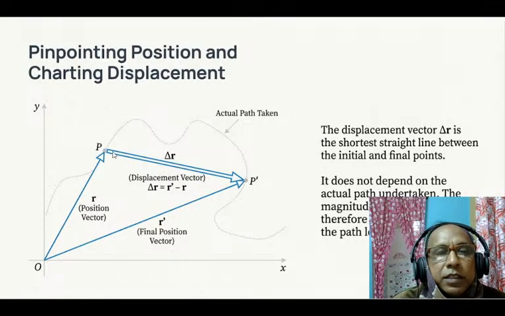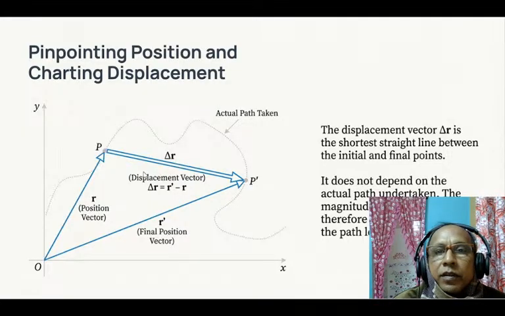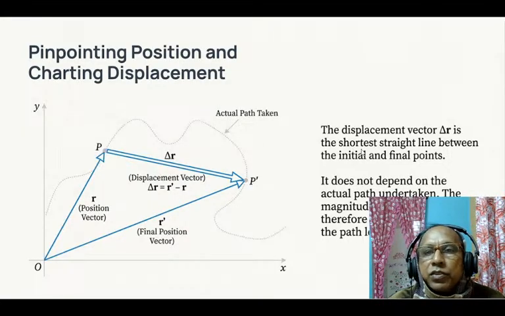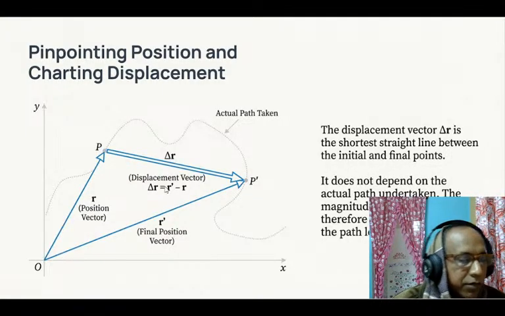Suppose this is the actual path. So the displacement vector will be del r, r dash minus r. This is the displacement vector. The displacement vector del r is the shortest straight line between the initial and final points. You see, this is the initial point and this is the final point.